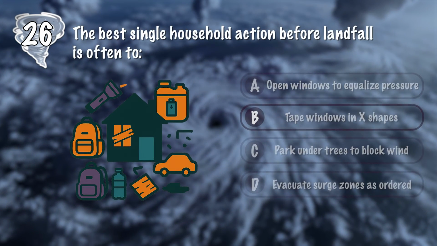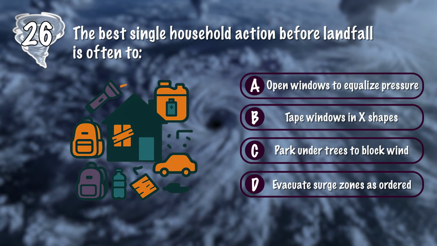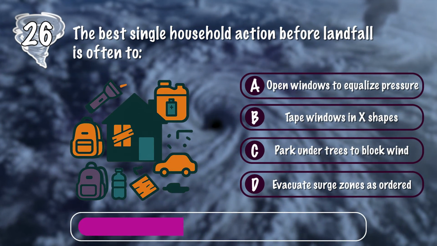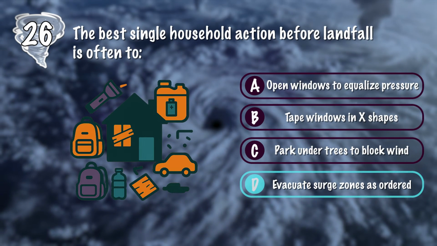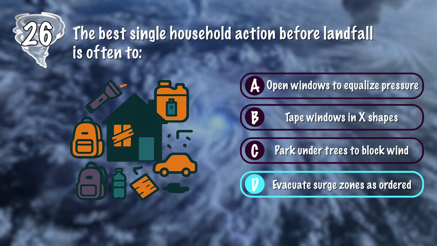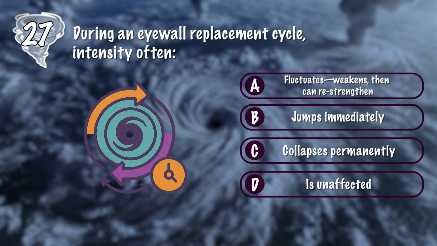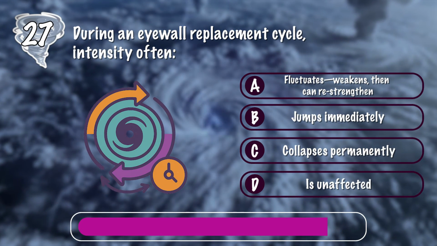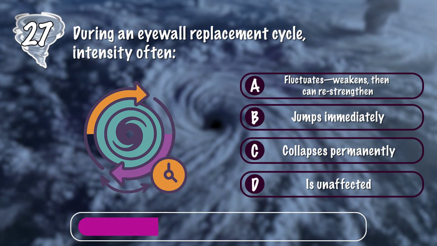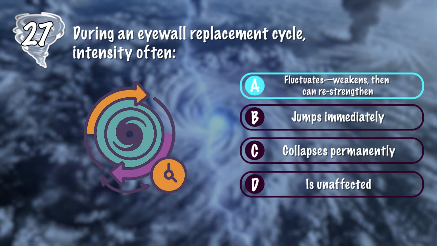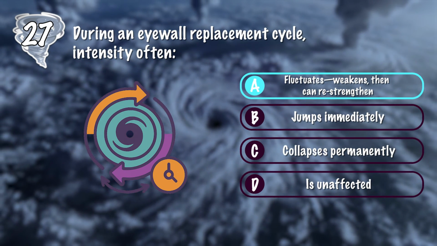The best single household action before landfall is often... Correct answer D, evacuate surge zones as ordered. During an eyewall replacement cycle, intensity often... Correct answer A, fluctuates, weakens, then can re-strengthen.